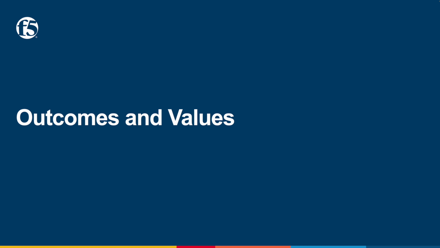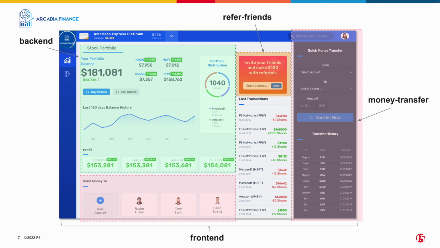To demonstrate the outcomes and values of F5 Distributed Cloud Mesh, a sample application will be used. Here is a sample application called Arcadia Finance. It is a modern application that consists of multiple microservices. It has front-end, back-end, refer friends, and money transfer microservices.